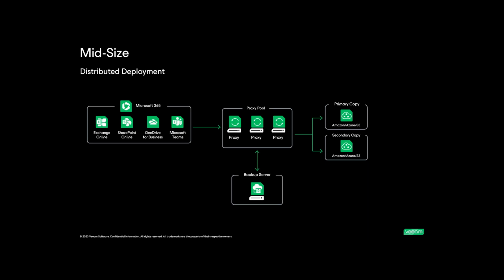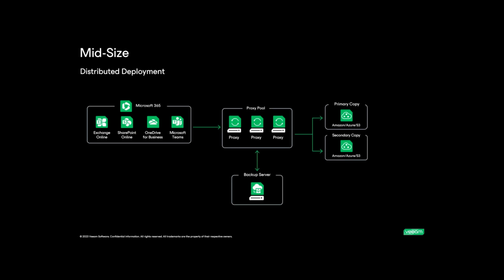So the idea is we're taking that initial all-in-one deployment that Jason discussed, and as we're growing and have a bigger footprint of data, we can scale up to meet a different performance requirement. And that's adding what I was saying about this proxy pool concept, where instead of having the backup server acting as the all-in-one, proxying the data and doing all those different components, we can separate this out.